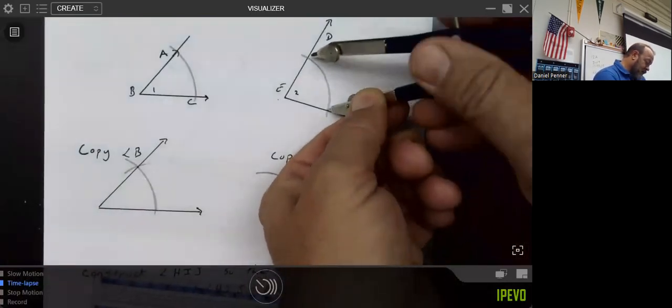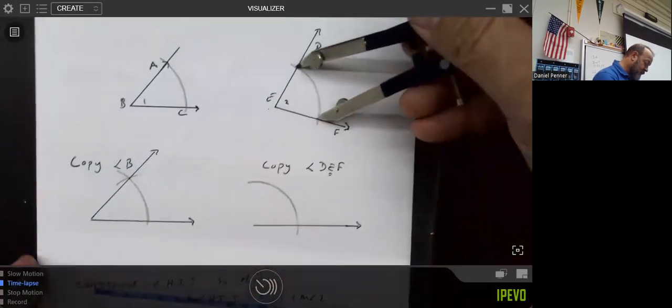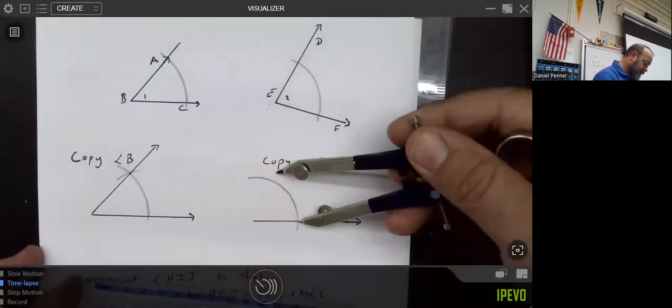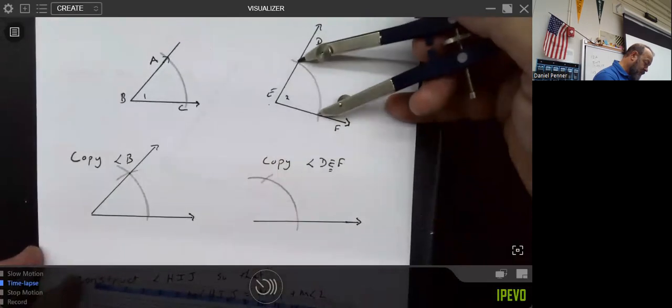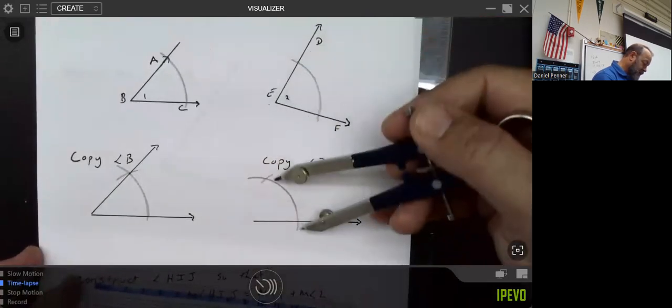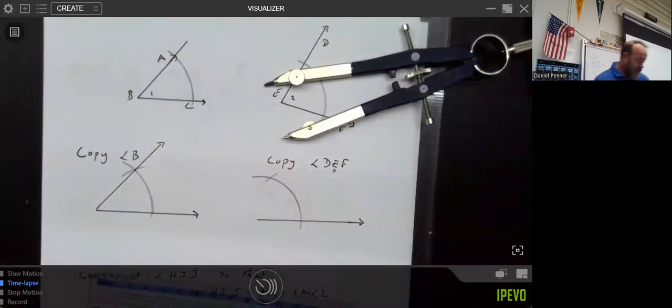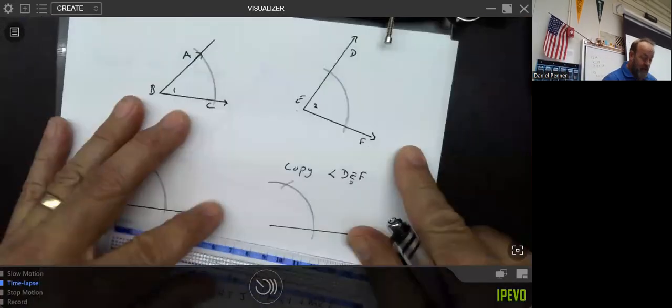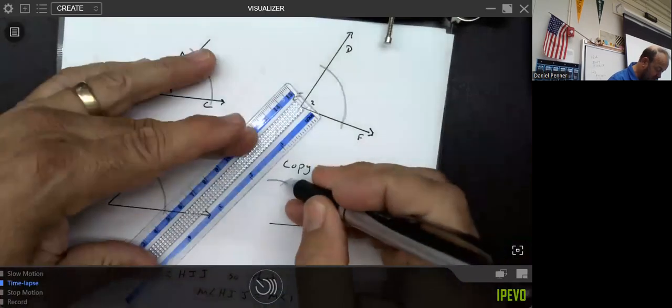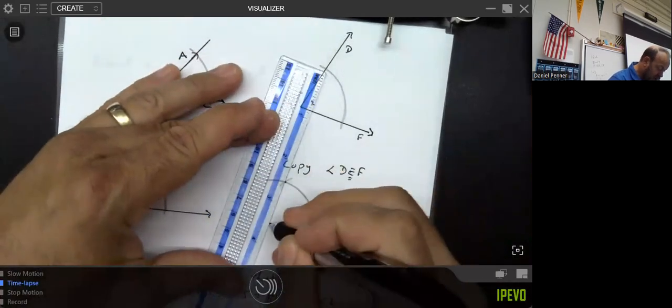In other words, I'm finding out how large my angle is. I copy down to here. Again, measure the gap, slide down and copy it. And then all I have to do is connect the dots, and I have copied my angle.